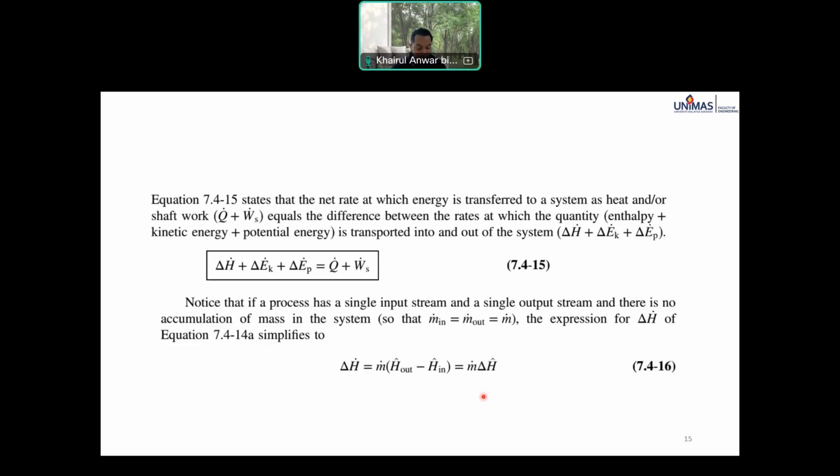So equation 7.4-15 says that the net rate at which energy is transferred to the system as heat or shaft work equals the difference between the rate at which the quantity H plus kinetic energy plus potential energy is transported into and out of the system. So delta H plus delta E_k plus delta E_p.